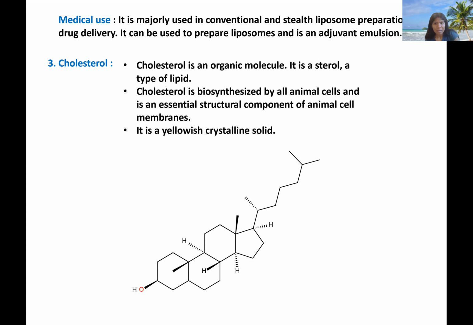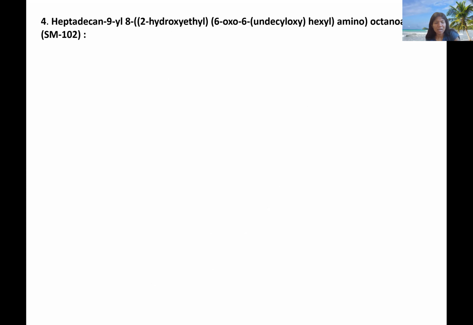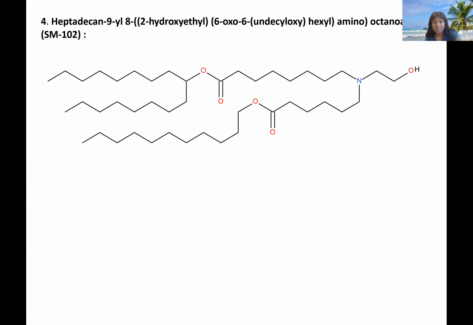Okay, next is heptadecan-9-yl 8-((2-hydroxyethyl)(6-oxo-6-(undecyloxy)hexyl)amino)octanoate. This is shortly termed as SM-102. So this is the chemical structure of that.